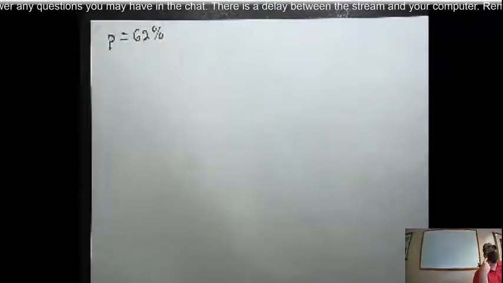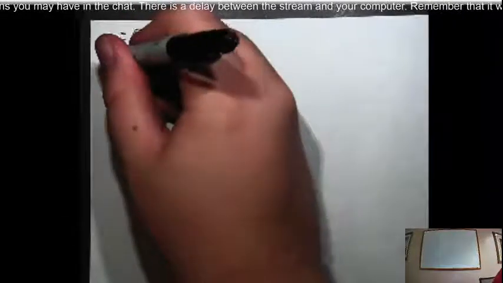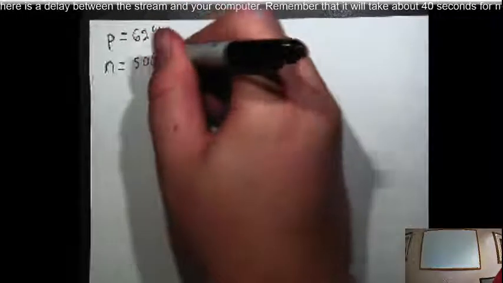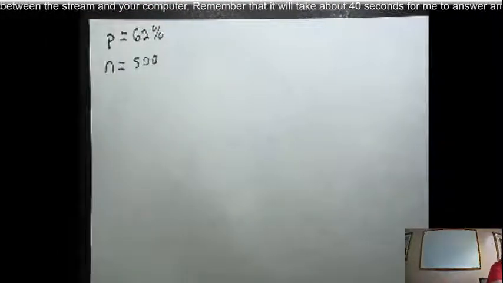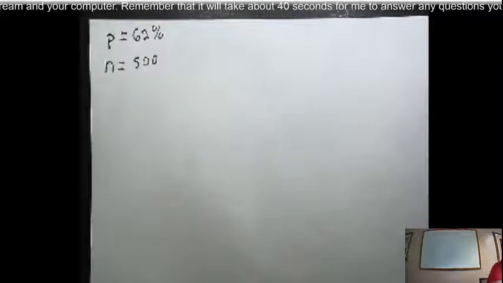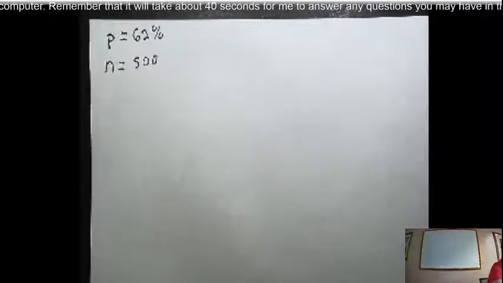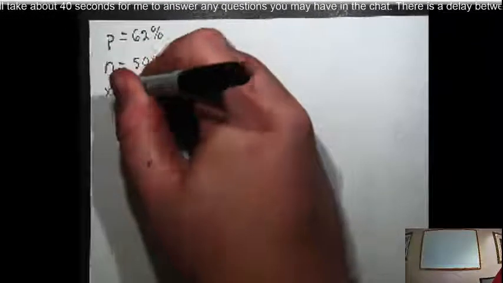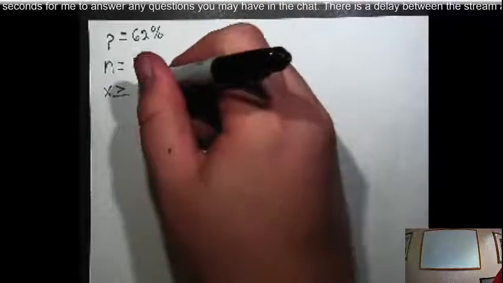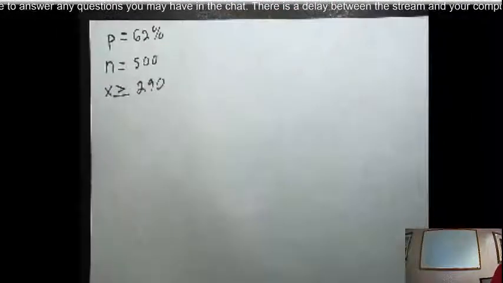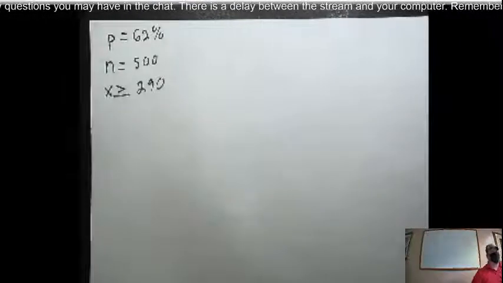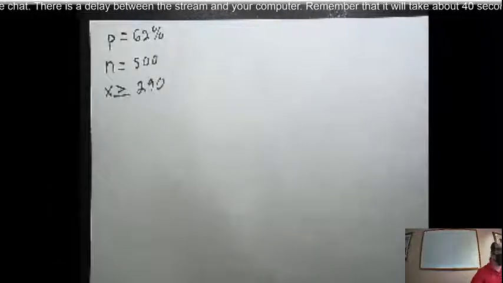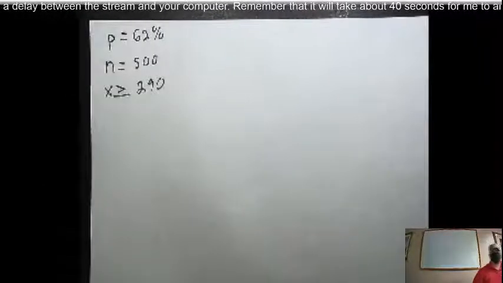Well, if we're taking a sample of 500 students, then that is our n. That is how many data points we're talking about, 500 in total. And then the last part: what is the probability that at least 290 are actually enrolled in school? That means that x needs to be at least, or greater than or equal to, 290. Again, it's greater than or equal to because it has to be at least 290.